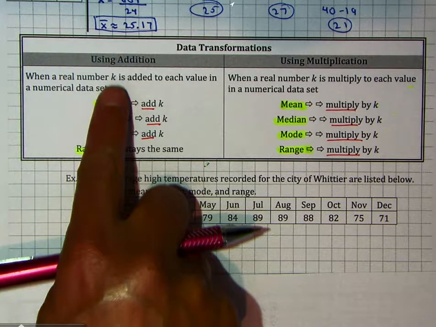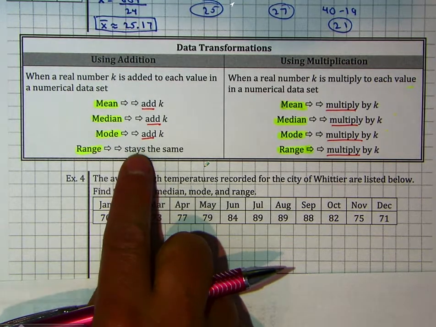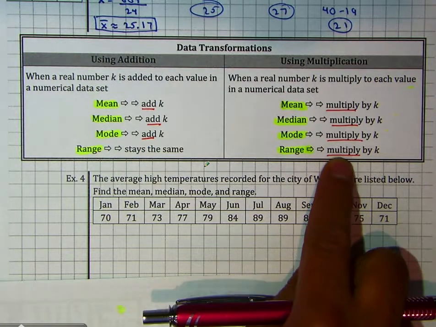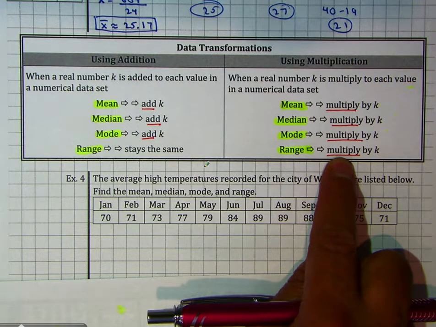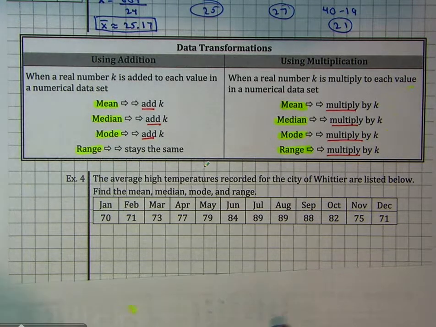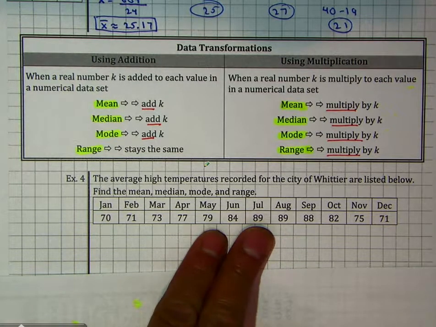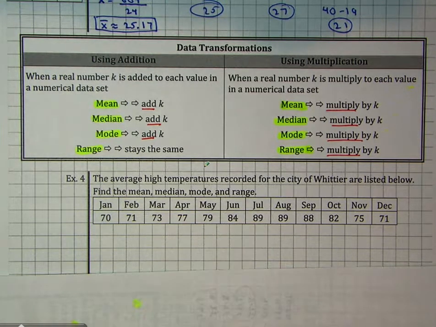But whenever you add, the one that stays the same is the range. Whenever you multiply, all of them change, and you multiply each number by k. So let's go to example number 4. Go and copy it down, pause it if you need more time, and we can start once you're ready.